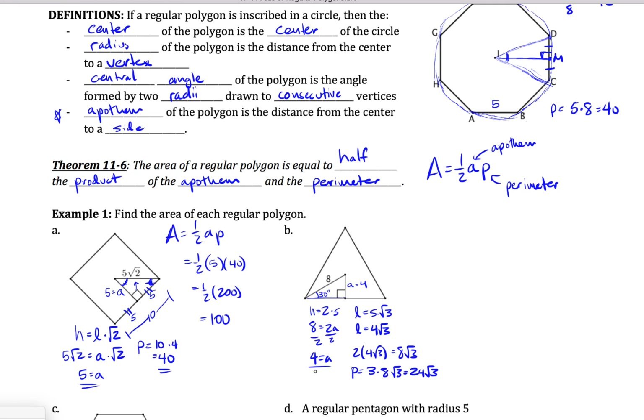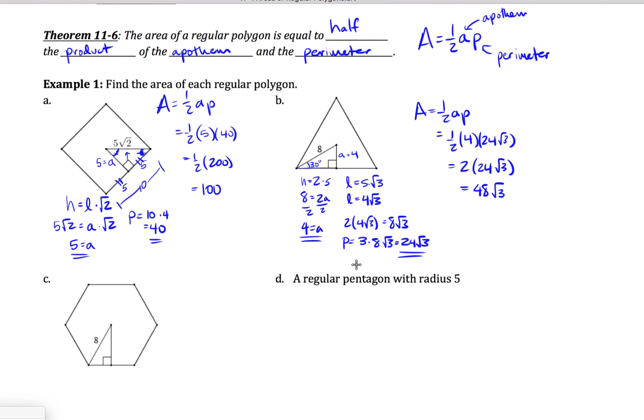So now I know my apothem right here, and I know my perimeter right here. So when I use this 1/2 a times p, I'm going to be looking at 1/2 of 4 times 24 square root 3. Half of 4 is 2, so now I'll be doing 2 times 24 square root 3, and that's going to give me 48 square root 3. Again, you could do that as a decimal if you wanted, but I'm just going to leave it in radical form.